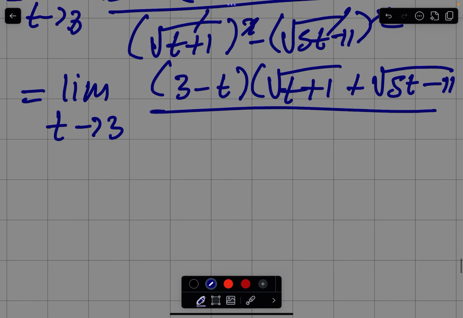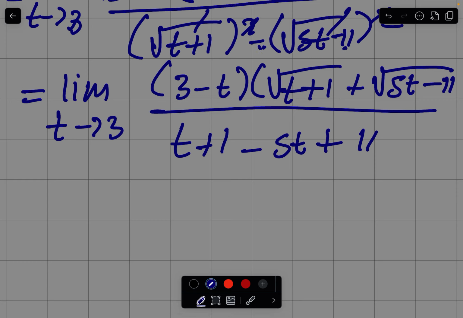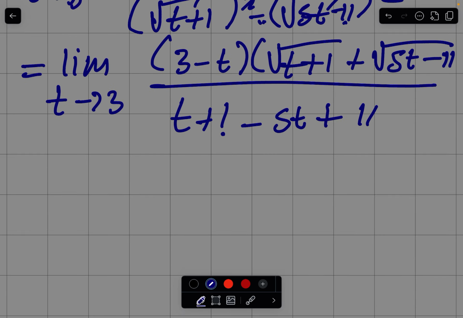The whole divided by what? We're going to have t plus 1 minus 5t plus 11. Remember, this one multiplied by this one, this one multiplied by this one. Understand? Then 1 plus 11 is 12. 5t minus t is 6. We're going to have the limit as t approaching 3. Understand? We know that t plus 5t is 6t. 1 plus 11 is plus what?